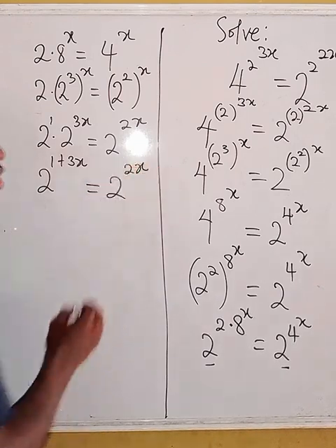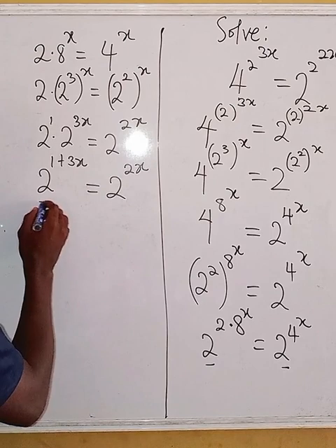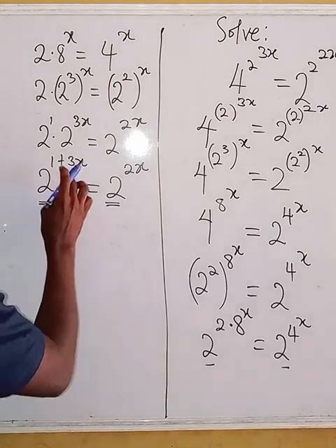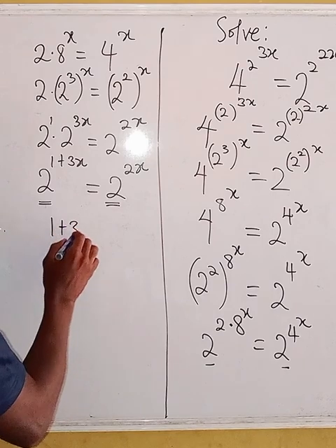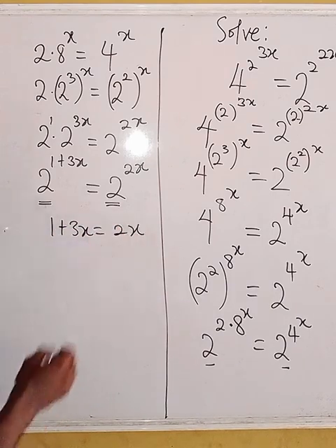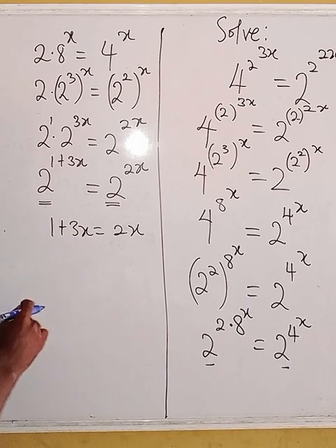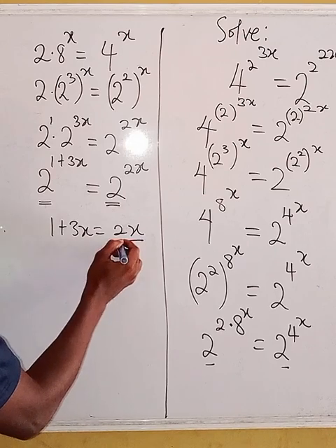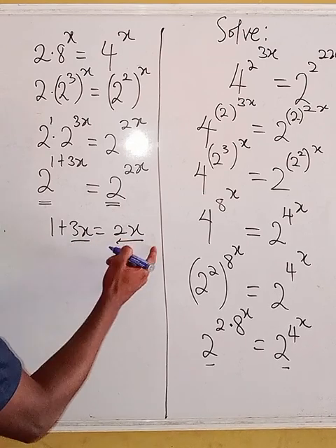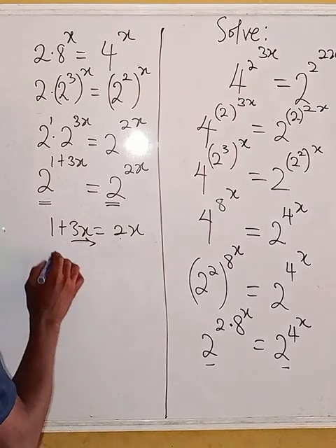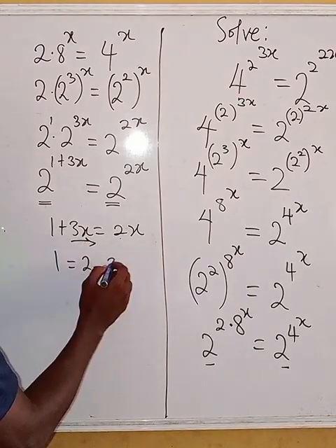equals 2 to the power of 2x. Now from here, we are having the same base again, so we're going to equate the powers: 1 plus 3x equals 2x, right? So now from here, we are going to transpose. This 3x should be coming down here, so we're going to have 1 equals 2x minus 3x.